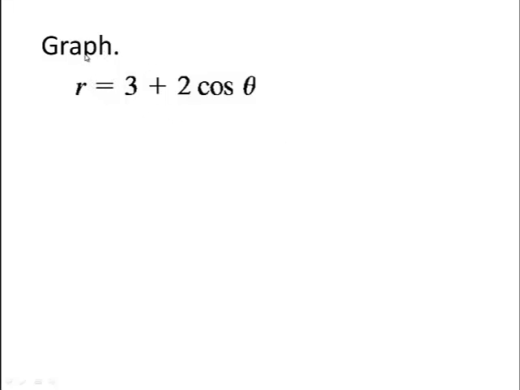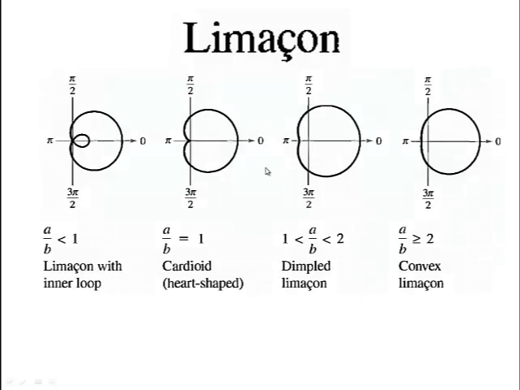This is for those who want to be able to identify graphs of polar coordinates. Okay, you need to make sure your calculator is in polar coordinates. These are some names of the shapes that you will see. This is a cardioid because it looks like a heart, cardio. And this is a dimpled limacon. This is a convex limacon, and this is a limacon with an inner loop.